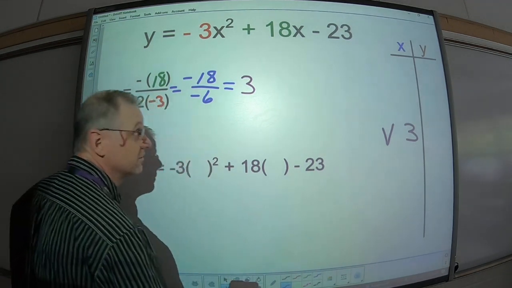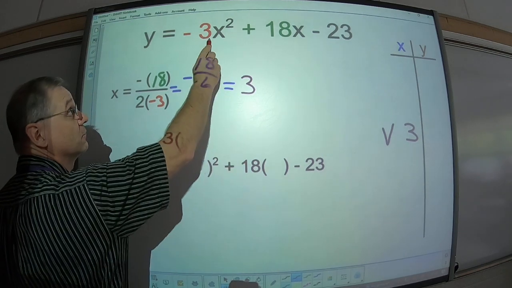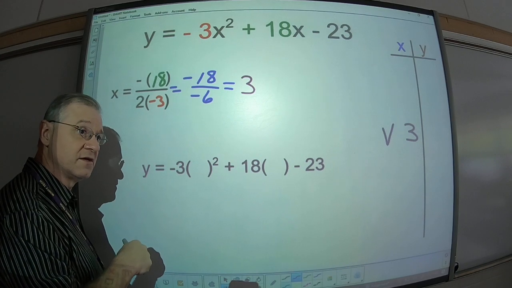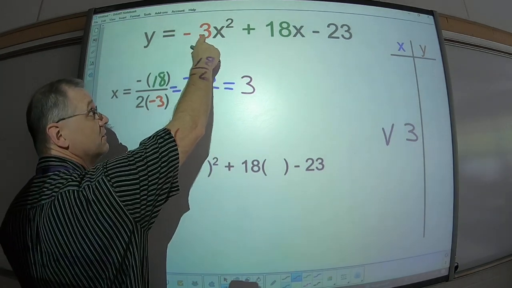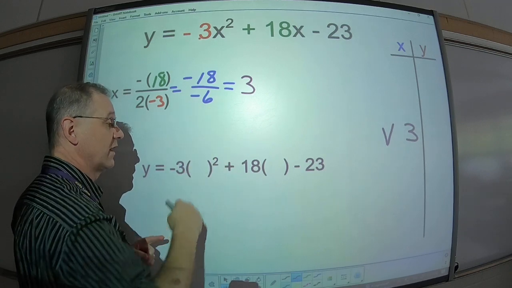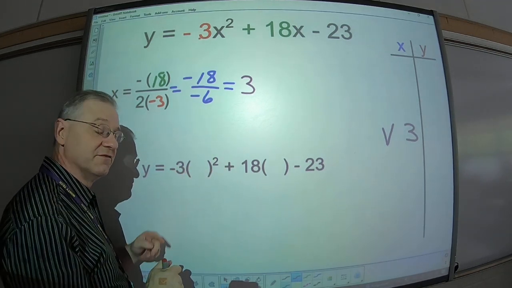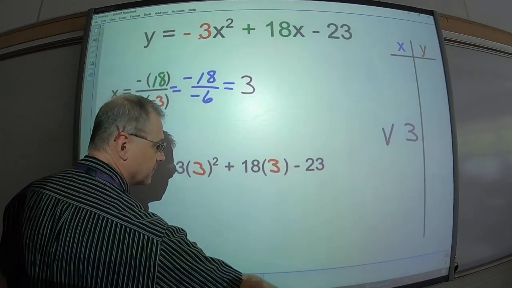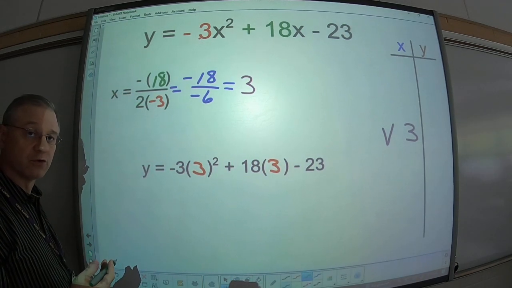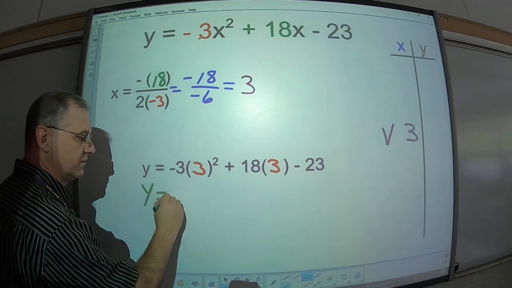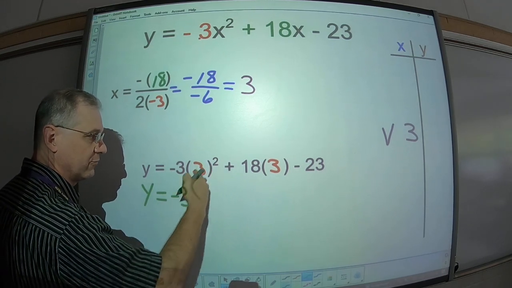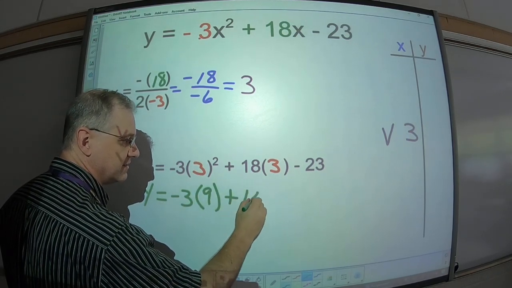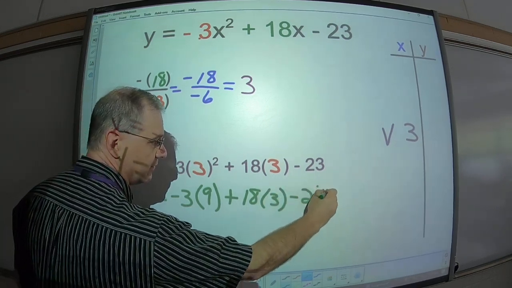Now I'm going to come down here and plug 3 wherever the x was. Notice I put parentheses around where the x was, and whatever's done to the variable, like the negative 3 times and the squaring, is on the outside of the parentheses. So 3, there it is. Now I have to use my order of operations. Y equals negative 3 times, square it before multiplying, 9, plus 18 times 3 minus 23.